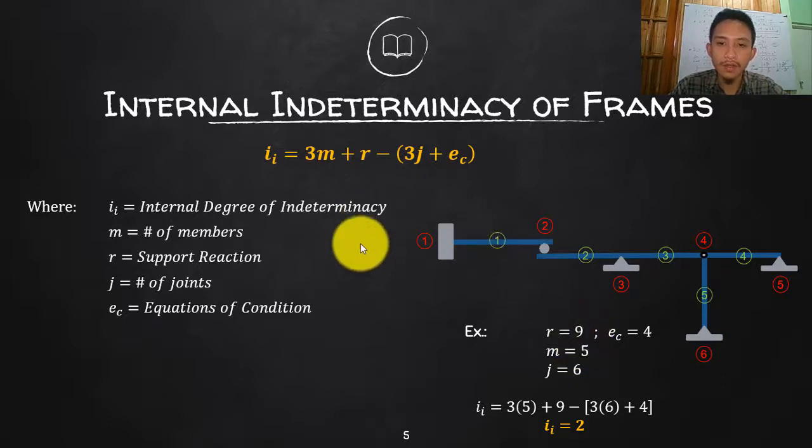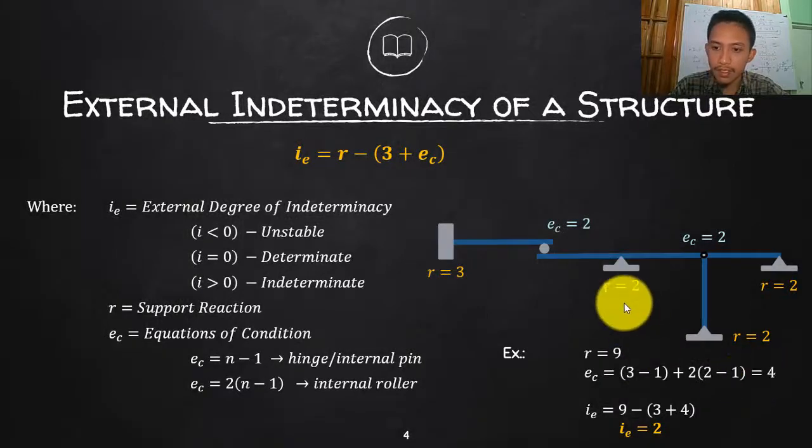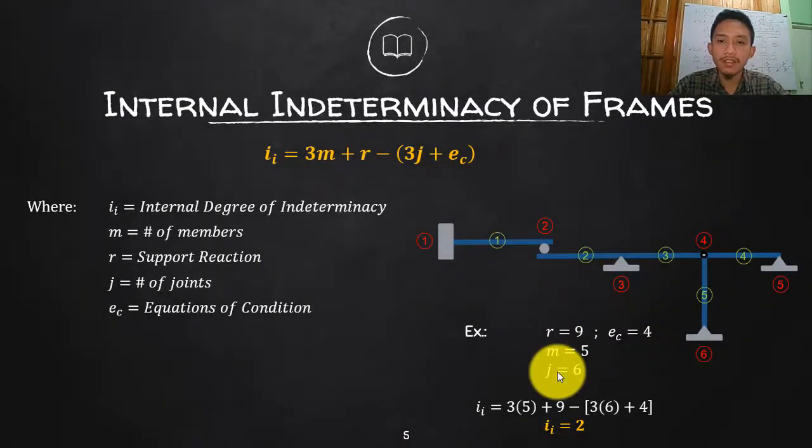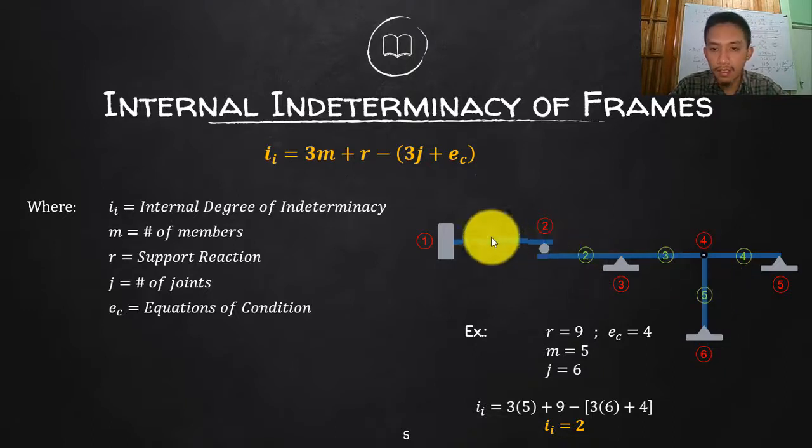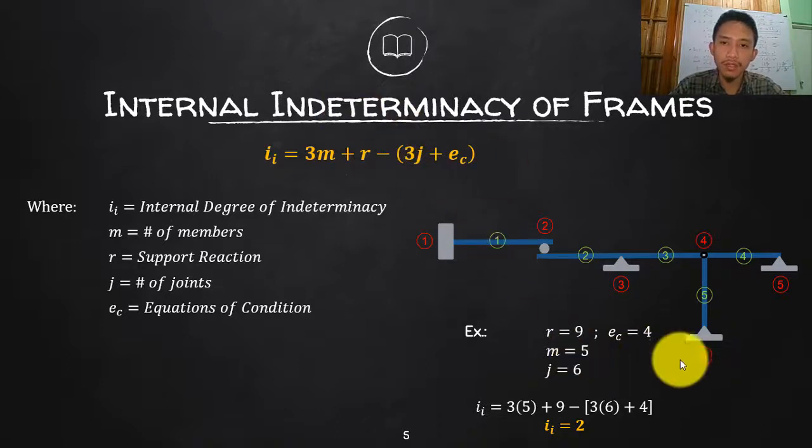And then your reaction, of course, we solved that a while ago to be 9, and the equations of condition is 4. That is from a while ago, r and E sub C. What is the joint? Of course, we will consider the joints at the equations of condition, and the supports will be considered as joints. So even if there is no hinge here, that will be considered as a joint. So this is the red color: 1, 2, 3, 4, 5, and 6. There are 6 joints.